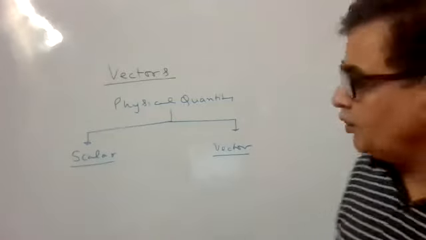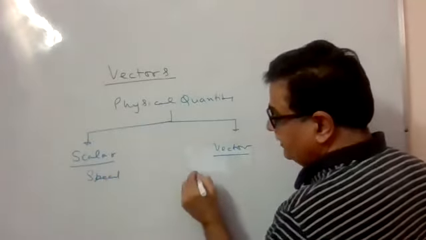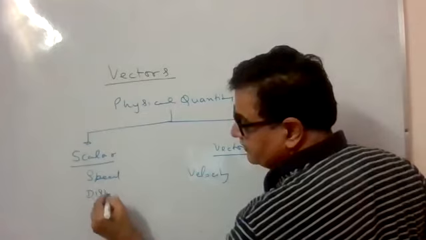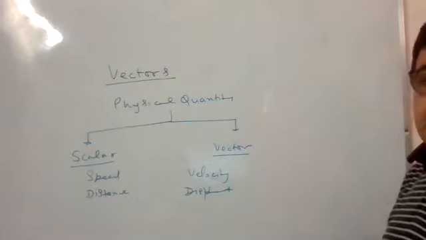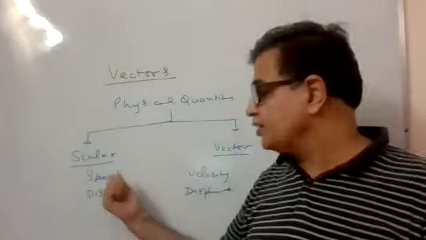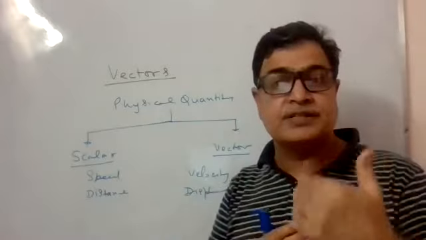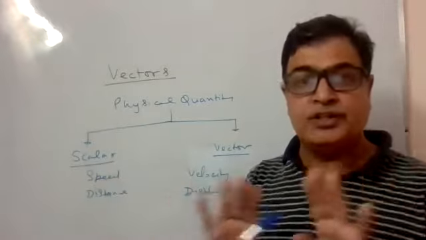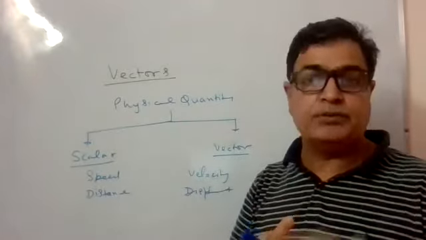Just like, I'll take two things and compare. One is speed and another we call velocity. Then I'll have distance, and another we have displacement. Speed means whatever the odometer tells you in the vehicle where you are sitting, how much distance it is going to cover in an hour. That is called speed. It does not tell you in what direction the vehicle is going. We only say this is the distance it covers in a unit time.